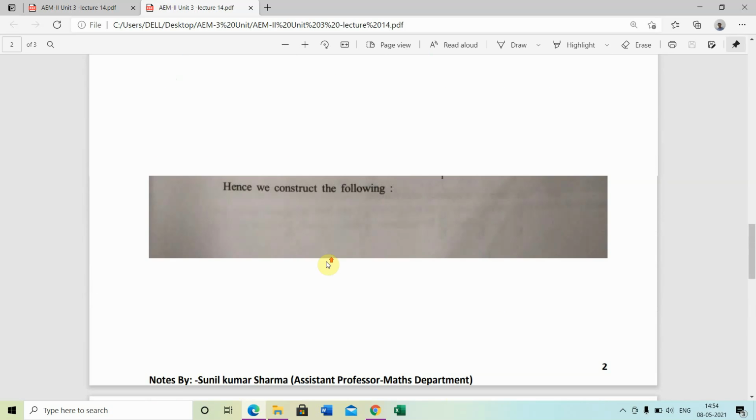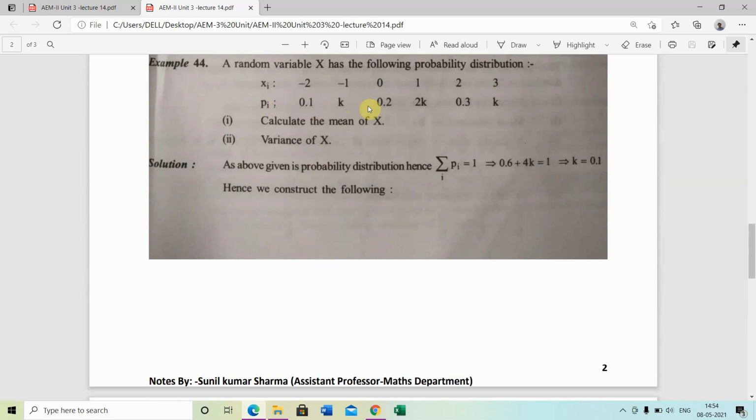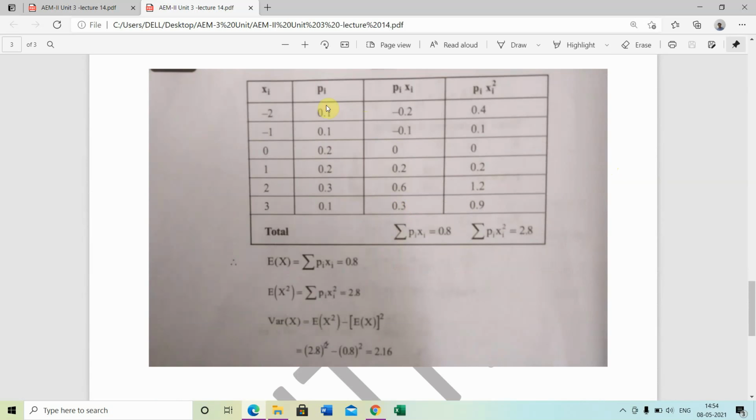Put the value of k here in this table, and we get all the values of pi. With the value of k as 0.1, we get 0.1, 0.1, 0.2, 0.2, 0.3, 0.1. This way we find the table of pi.